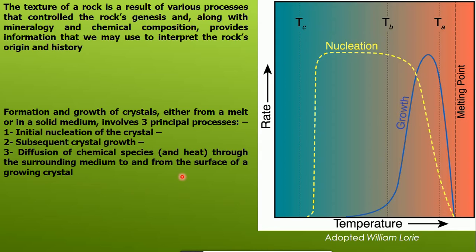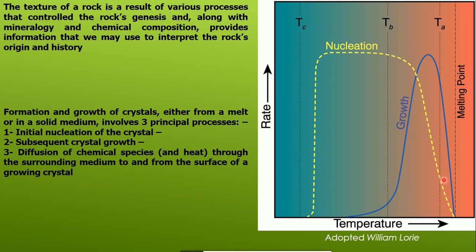This can be easily understood from this diagram. It is adapted from William Lowry. Ideal rate of crystal nucleation and growth as a function of temperature below the melting point. Slow cooling results in only minor undercooling, that is TA.